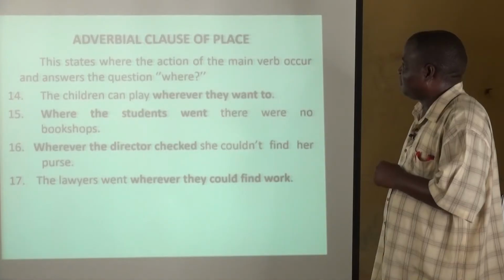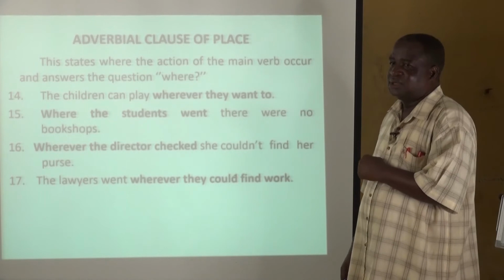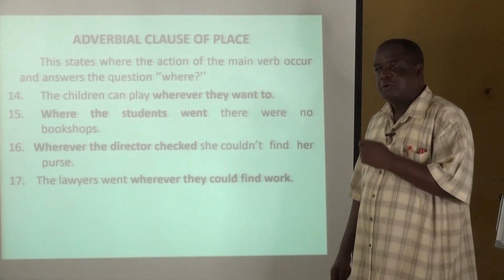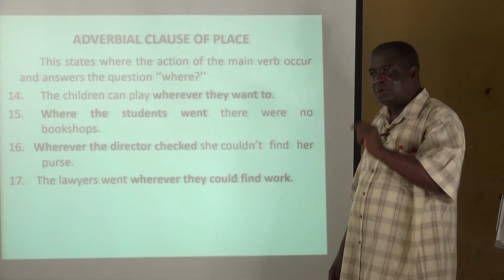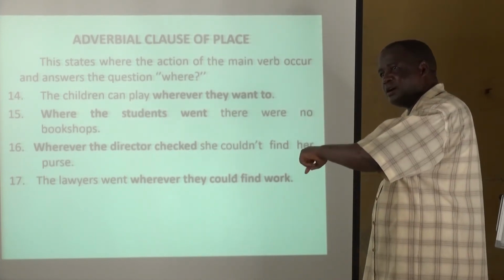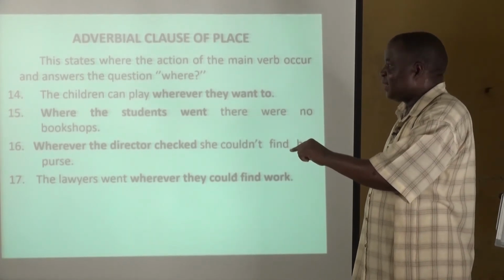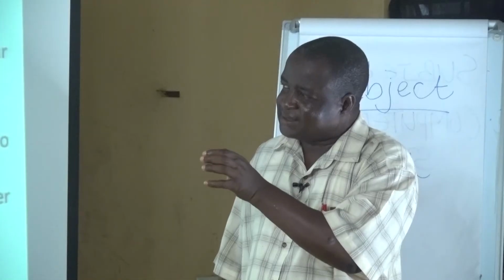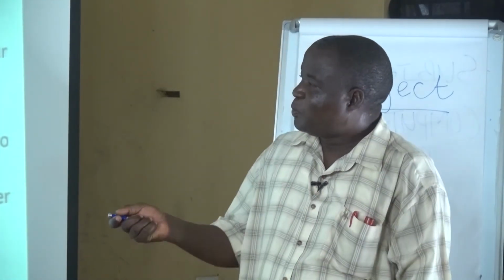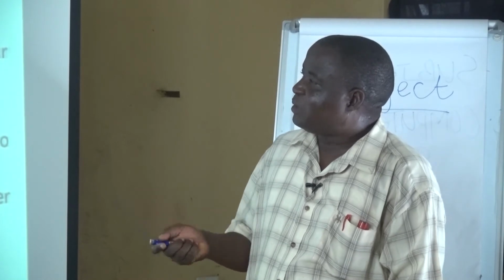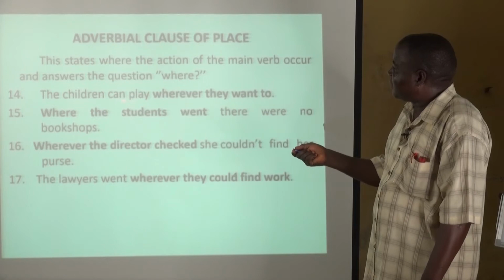14. The children can play wherever they want to. Now note, when we're dealing with verbs, we said the children can play here. The word here tells us the place. Now it is the same sentence: the children can play wherever they want to. So, wherever they want to is our adverbial clause of place, modifying the verb can play.